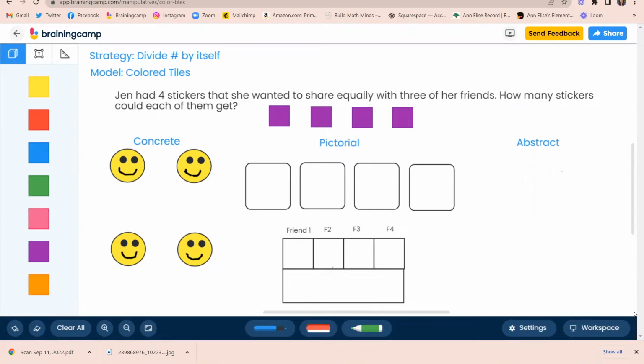So here's a situation that is this partitive division where I know how many groups, but I don't know how much is in each group if they're equally fair shared. So Jen has 4 stickers and she wants to share them equally with 3 of her friends. How many stickers could each of them get?